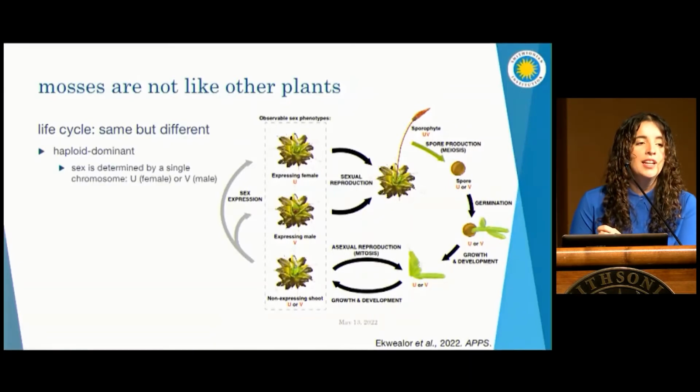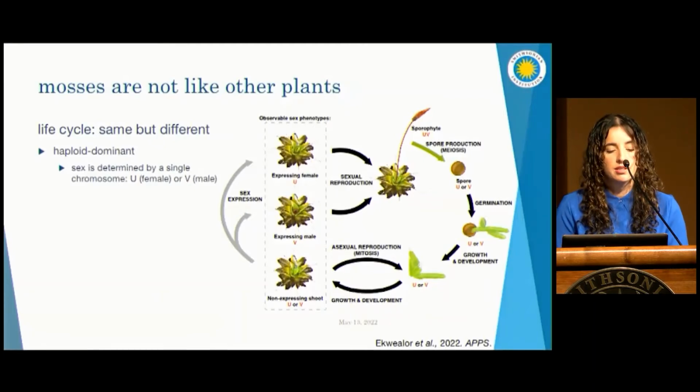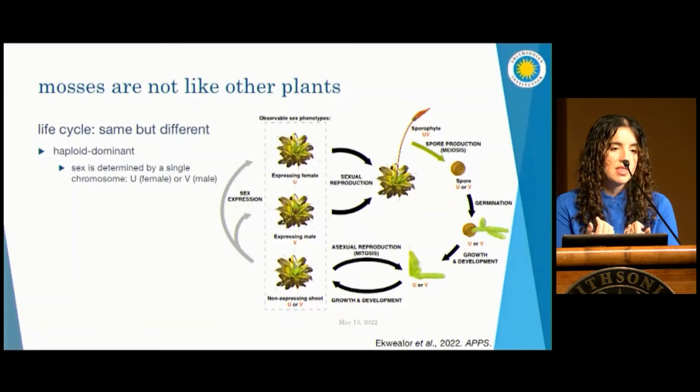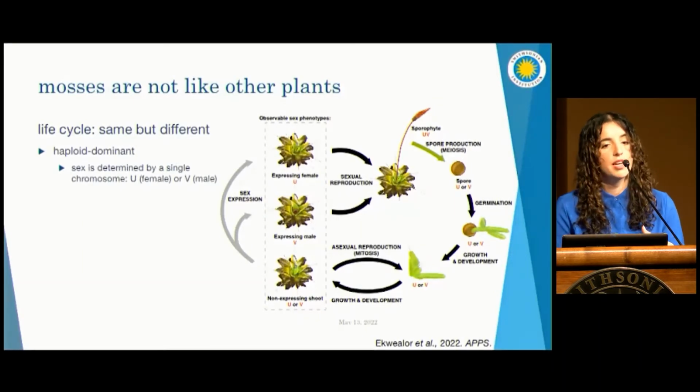For one, they are haploid dominant. So their main body form has just 1 copy of every chromosome. And in that, sex is expressed and determined by a single sex chromosome, U for female or V for male.